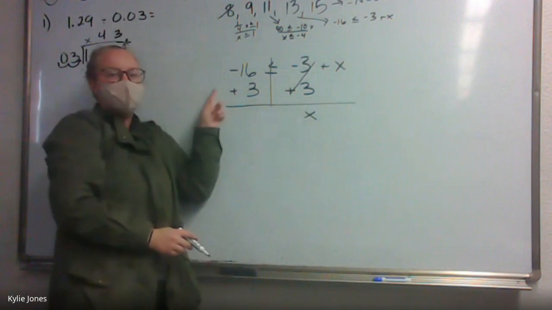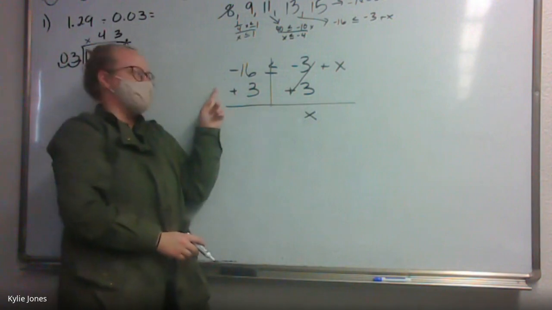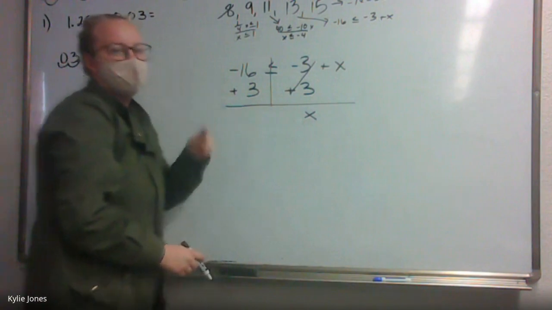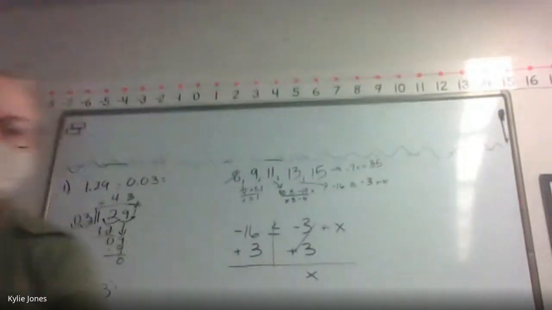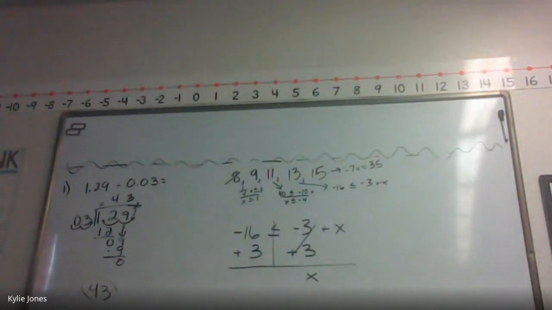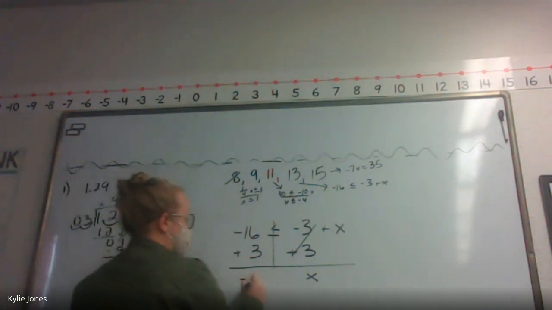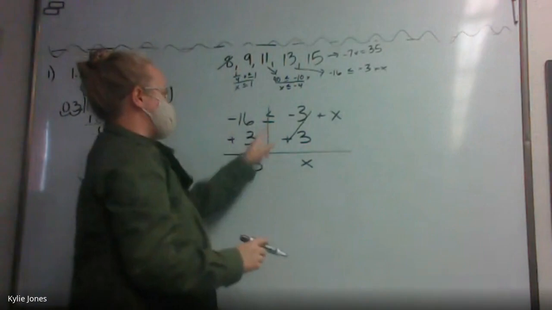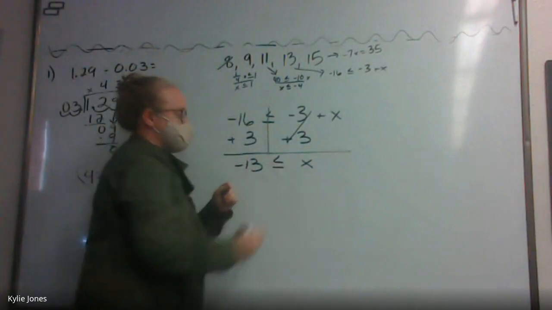Now, you have your negatives. We've talked about how to add and subtract negatives. We have negative 16 plus 3. Let's see, make sure we can see this. If you're at negative 16 and you add 3 to positive 3, what do you get? Negative 13. Okay, negative 13. Now that we're there, we can drop down our inequality. X is less than that.